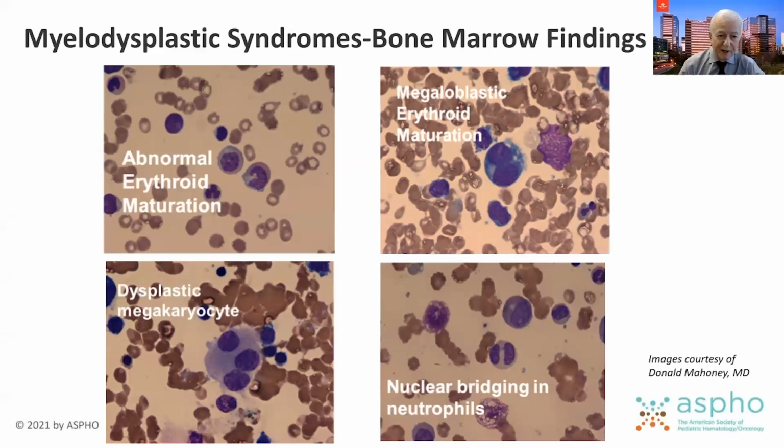Typical bone marrow findings include abnormal erythroid maturation, as seen here with this very large erythroid precursor, megaloblastic erythroid maturation with this extremely large binucleated erythroid cell here, dysplastic megakaryocytes, and neutrophils with bridging in between the nuclei.